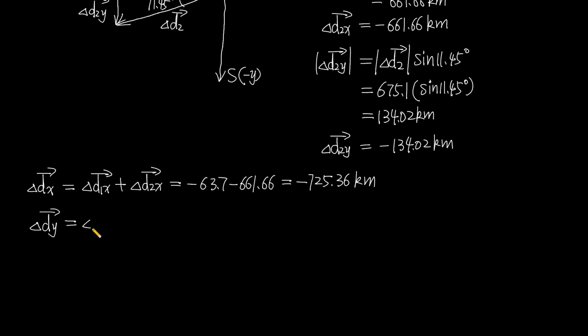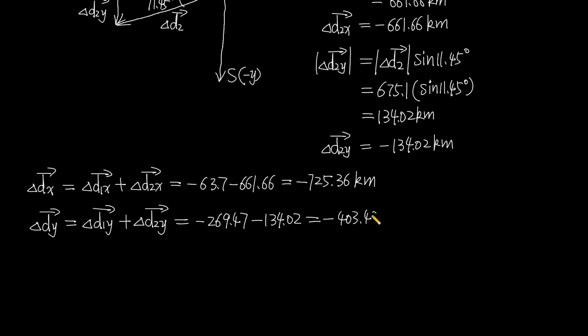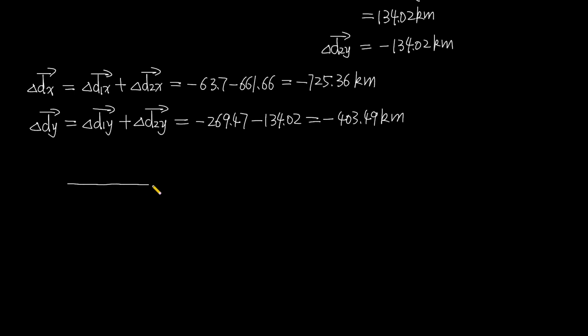And the vector delta dy equals the vector delta d1y plus the vector delta d2y, and equals negative 269.47 plus negative 134.02, and equals negative 403.49 kilometers. Now, this is the vector delta dx, and this is the vector delta dy.